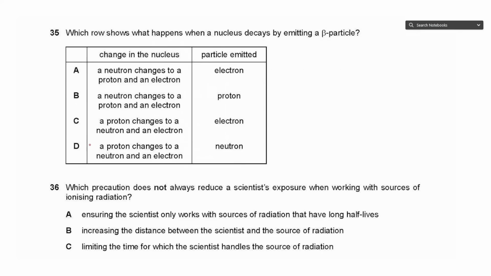Question 35 says which row shows what happens when a nucleus decays by emitting a beta particle? The change in the nucleus, is it a neutron changes to a proton and an electron, or a proton changes into a neutron and an electron? The first two are correct, so it's not C nor D. And the particle of a beta particle is an electron, not a proton. So the answer here is A.